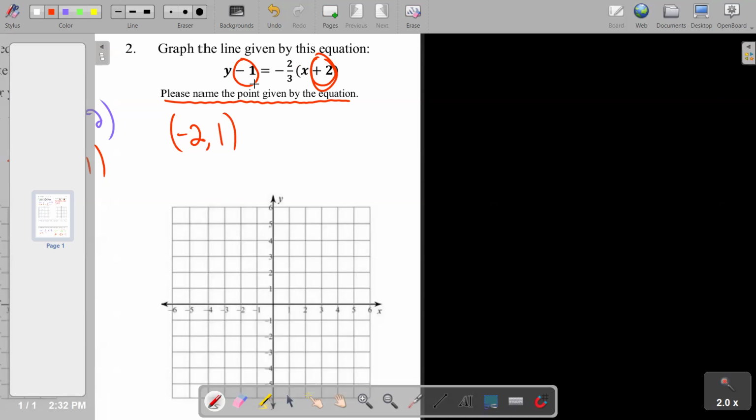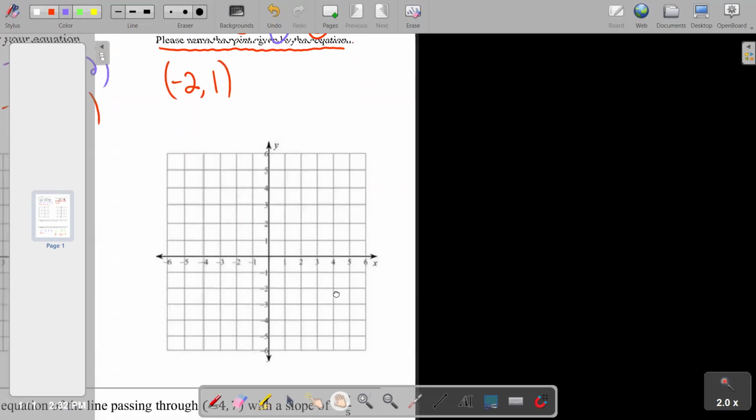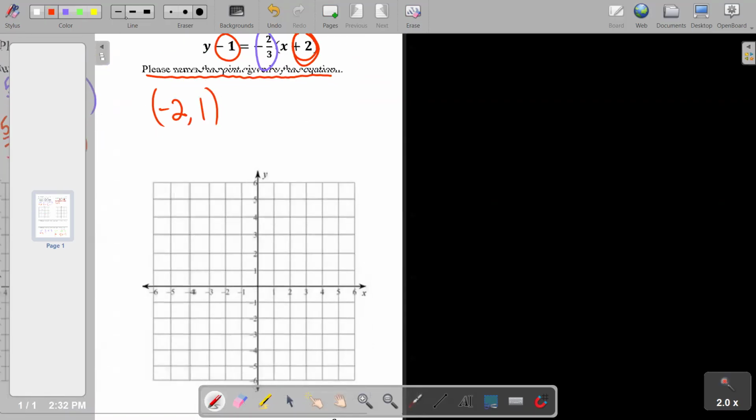So please do that first. Anytime I give you a problem like this, please write that down. Name the point for me. The slope, I don't need you really to name it because it is just seriously sitting right there. So what you do then is you just go and make the graph. And so I'm going to go to the point -2, 1, and make a point there. So left 2, up 1, make a dot.